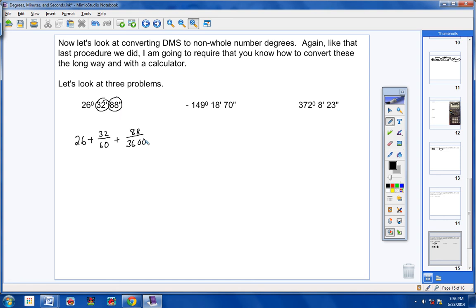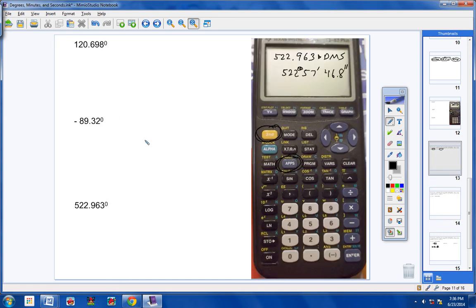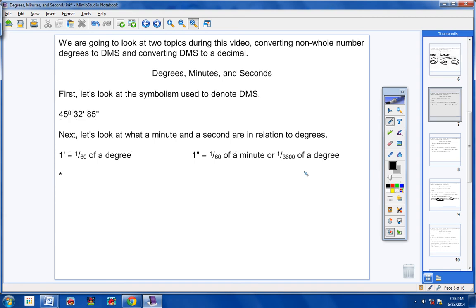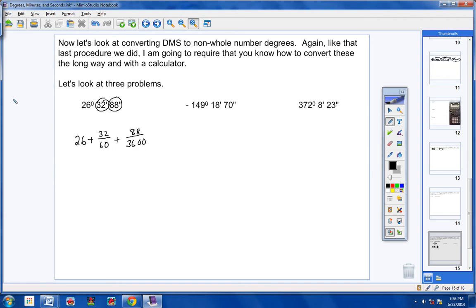Now, real quick, if you're wondering why, let's go back here. Remember, 1 degree equals 60 minutes, so you put your minutes over 60, and 1 degree equals 3,600 seconds, so you put your seconds over 3,600. That's why. So with the calculator, you simply type in 26 plus 32 divided by 60 plus 88 divided by 3,600, and you will get 26.557, with the 7 repeating. Okay, now let's try another one.